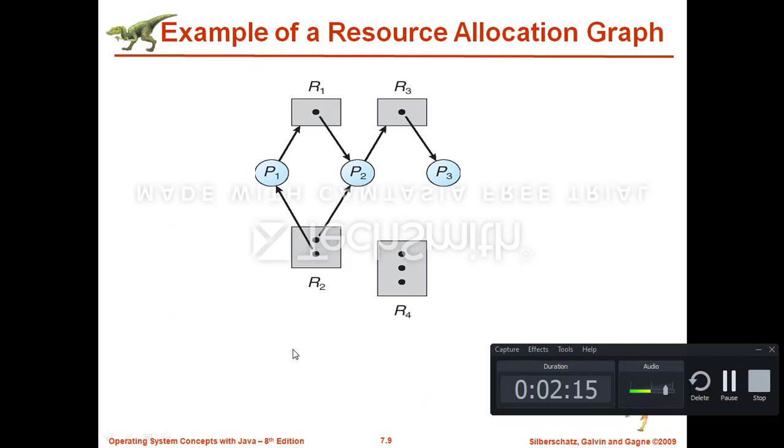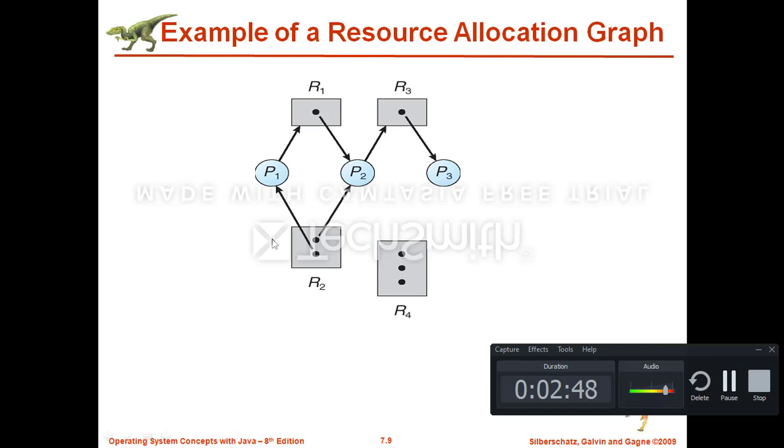Next, coming to this diagram, this is one example of a resource allocation graph, and how we can draw it. First we have to list all the processes available, then we have to list all the resources available. As already told, all the processes will be represented as circles, all the resources will be represented as squares. Then the number of instances or copies will be represented with dots. That means R1 has 1 copy, R3 also has 1 copy, R2 has 2 copies, R4 has 3 copies of instances or resources.